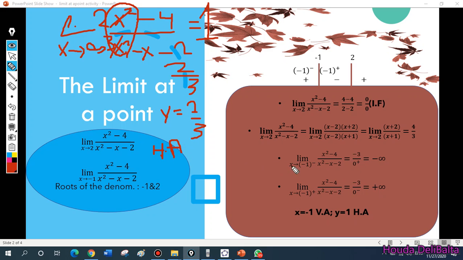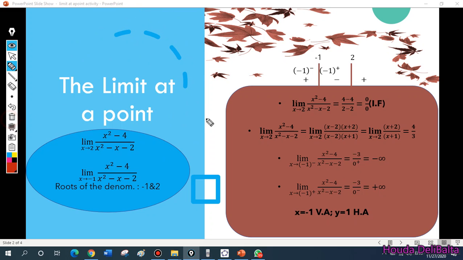So if x approaches a number and the limit is infinity, we say that x equals this number is a vertical asymptote. If x approaches infinity and we get a number, we say that y equals this number is a horizontal asymptote. Now, what do we call that point, of abscissa 2 and ordinate 4 over 3? We call it the limiting point. It has 2 as abscissa and 4 over 3 as ordinate.